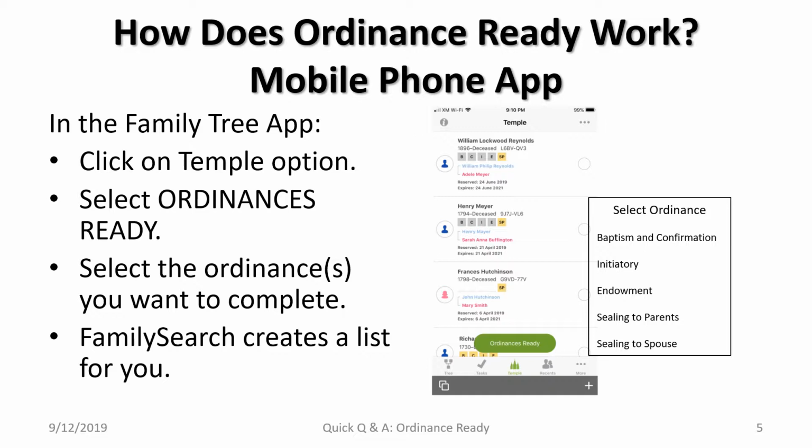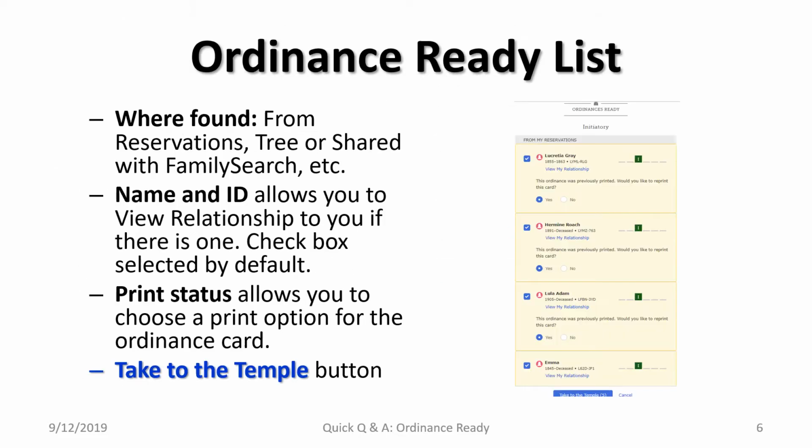Depending on which ordinances you choose, Family Search will search for 1 to 5 ordinances. For instance, Initiatory 5 and Endowment 1. Family Search searches through your reserved list, your tree, and then those that have been shared with the temple and creates a list for you. Be patient because it may take a few minutes to generate the list.